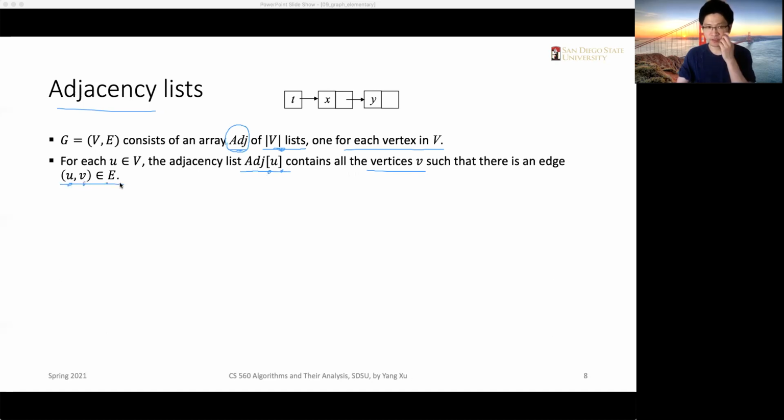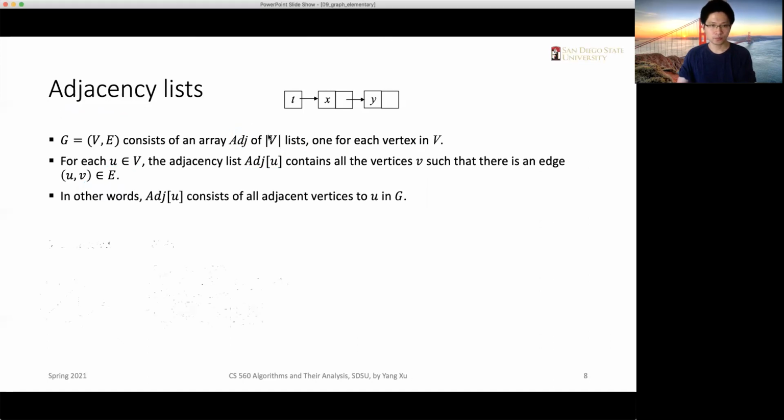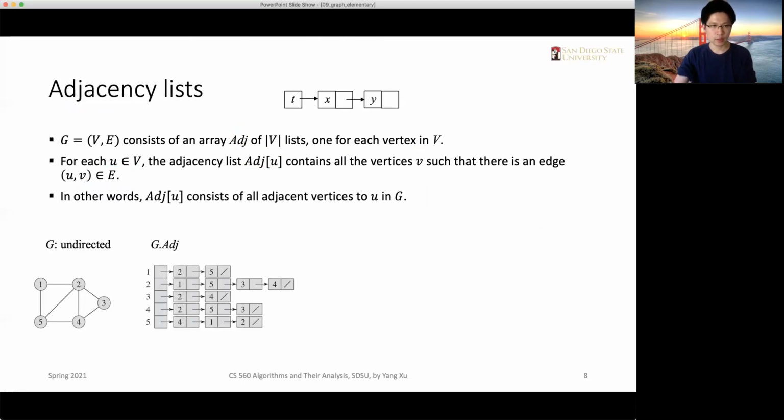Another way of saying this is that for each vertex U, if we go to the ADJ of U, it includes all the other vertices that connect to U. So it's all the neighbors. All the neighboring vertices are contained in this list. That's where the name adjacency comes from, right? It records all the adjacent vertices for each node in the graph.